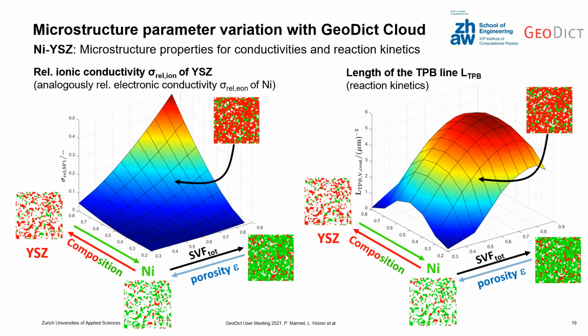Here you see some results of this parameter study representing the most important microstructure properties of the Ni-YSZ system. The properties are plotted as a function of the composition. Here you have more YSZ, here more nickel, and the porosity, here it's porous, and here it's dense. This is the relative conductivity of YSZ, which is higher the more YSZ you have in your microstructure. Here you have the length of the three-phase boundary line, which is important for the reaction kinetics. Here you have a maximum at the composition about 50 to 50 and for a porosity of about 30%. This, of course, for this specific microstructure system.